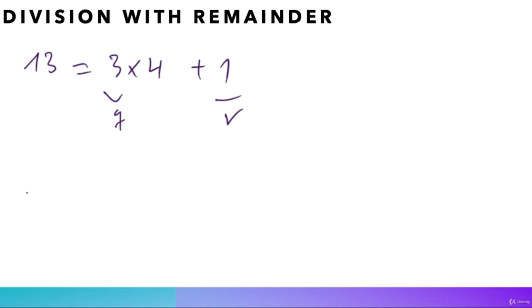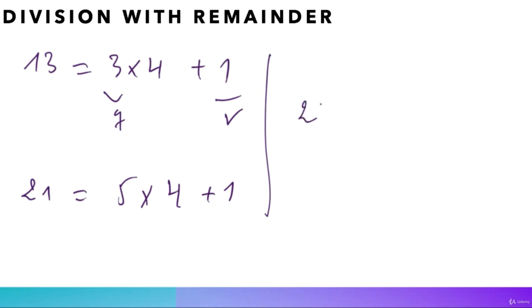If you do the same thing with 21, let's say, we get 21 is 5 times 4 plus 1, which also means that there are 5 4s in 21 and 1 remaining element. We say that 5 is the quotient here and 1 is the remainder. Now if you ask the exact same question about 26 and 7, we find that 26 is 3 times 7 plus 5, which means that there are 3 7s in 26 and 5 is the remainder.